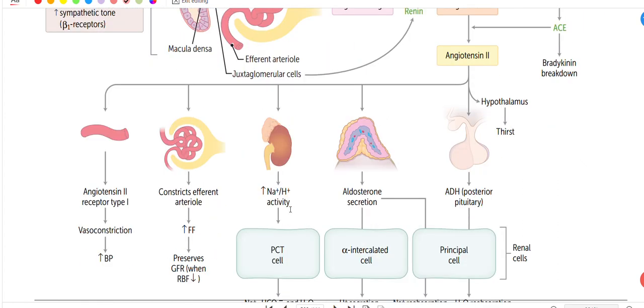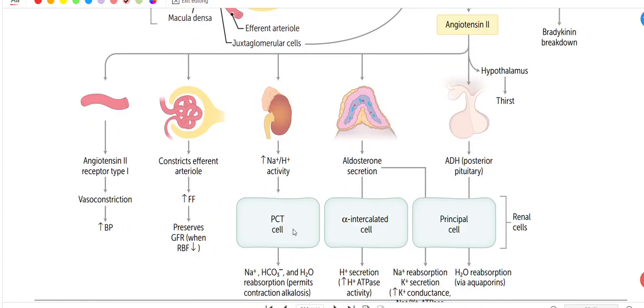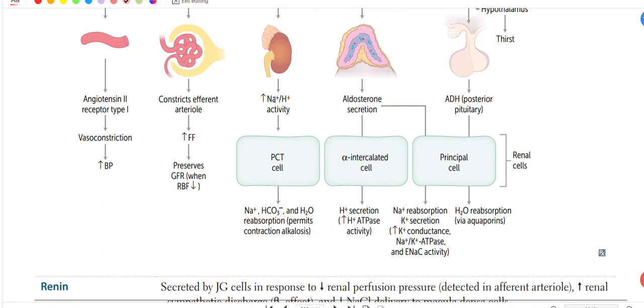So increasing sodium proton exchange in the PCT increases sodium and water reabsorption, but obviously we are losing more proton, and because of that we are having contraction alkalosis. In exchange for sodium, we're losing proton, and we are making alkalosis. This is called contraction alkalosis.